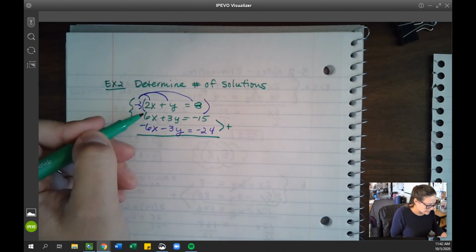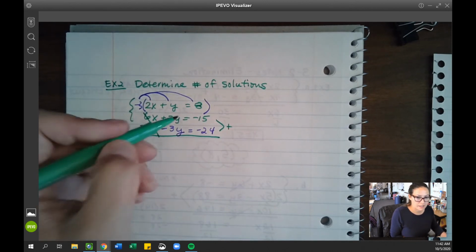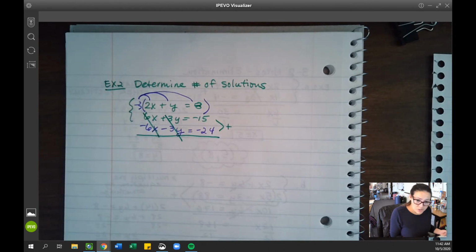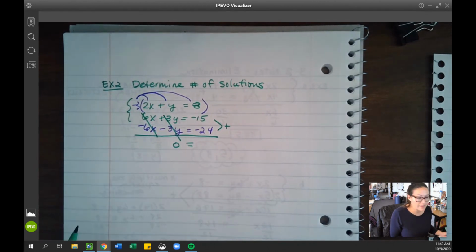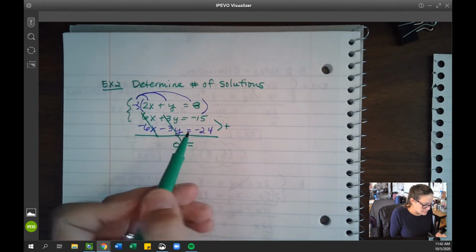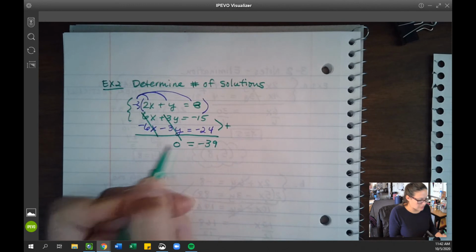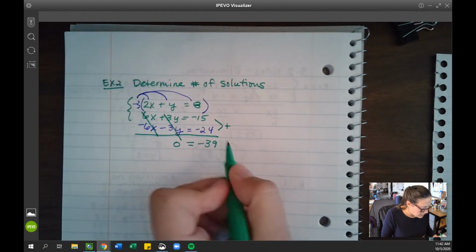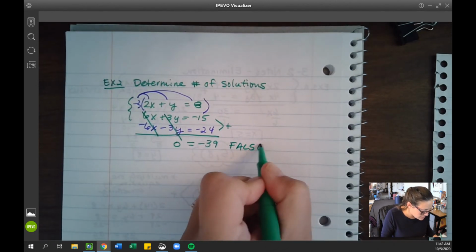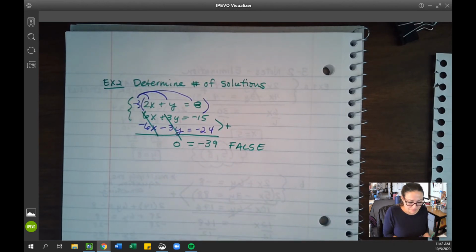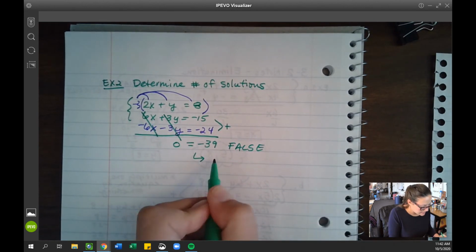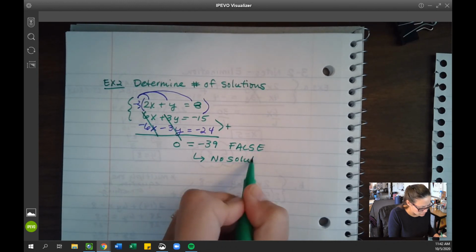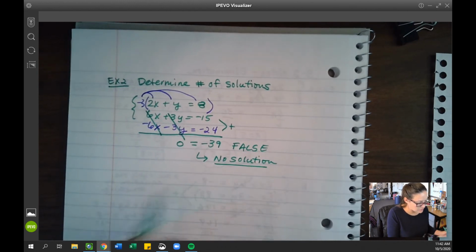All right, 6x and negative 6x, that eliminates. 3y and negative 3y also eliminates. So I'm left with nothing. I'm left with 0 on the left-hand side of the equal sign. Negative 15 plus negative 24 is negative 39. Okay, both x and y canceled out, and we are left with a false statement. 0 does not equal negative 39. So that means that this system has no solution.